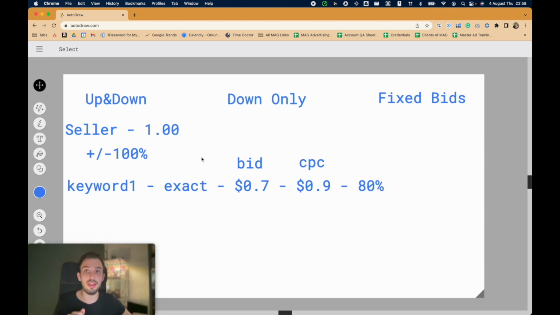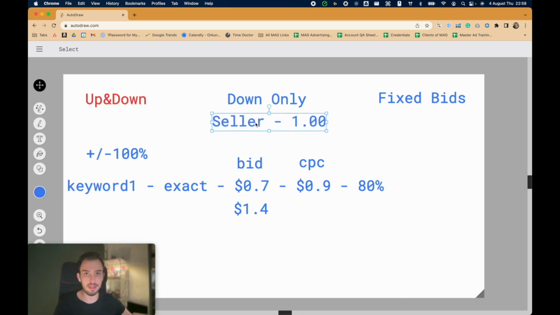But if the bid is up and down, depending on Amazon, you might bid all the way up to $1.4, because it can increase your bid by 100%. And 1.4 is still higher than 0.9, right? I'll probably still have 80% ACOS, and it's probably not going to change. Basically, I don't have any control of the account. So we definitely don't want this. That's why we usually don't use up and down. Let's say, coming to down only.